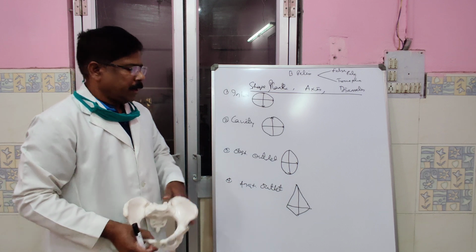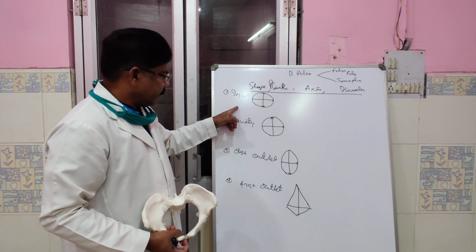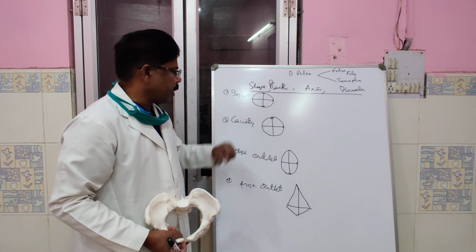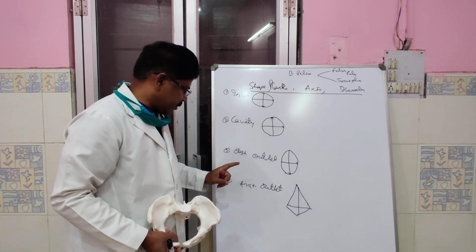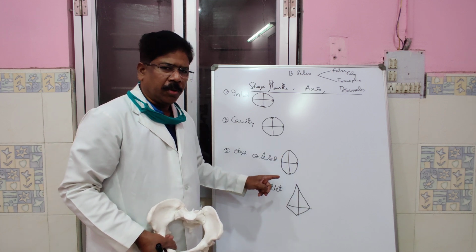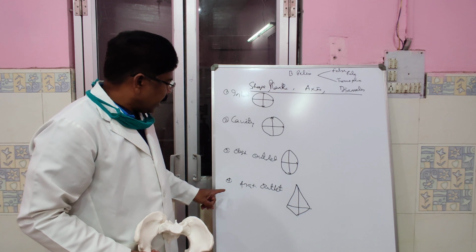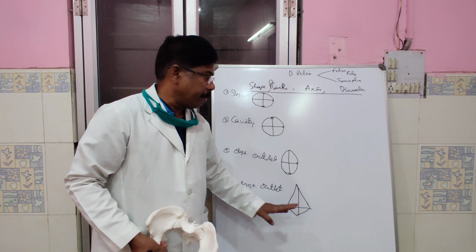If you remember in a comparative manner, it is easy to remember. The shape of the inlet is transversely oval, where the transverse diameter is more than the anteroposterior diameter. The shape of the cavity is circular, where the anteroposterior and transverse diameters are the same. And the shape of the obstetrical outlet is anteroposteriorly oval, where the anteroposterior diameter is bigger and the transverse diameter is smaller. And that of the anatomical outlet is diamond shaped, two triangles with the same base.